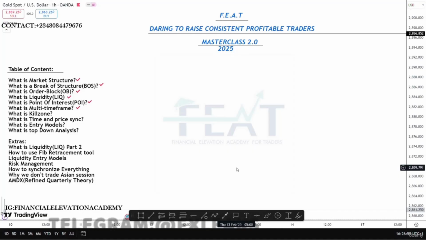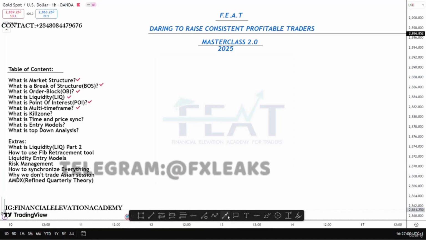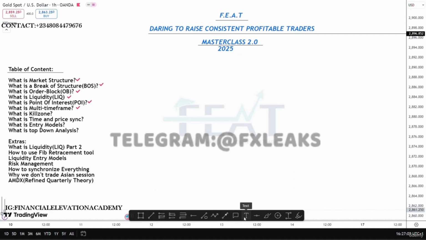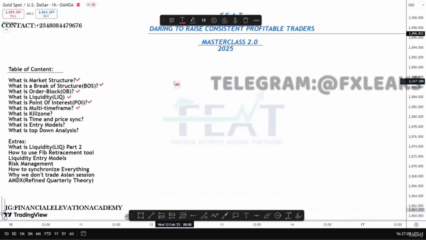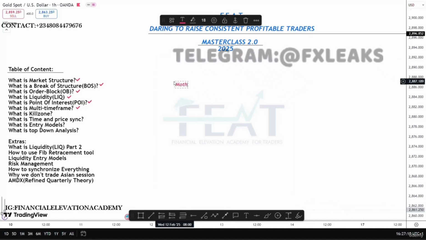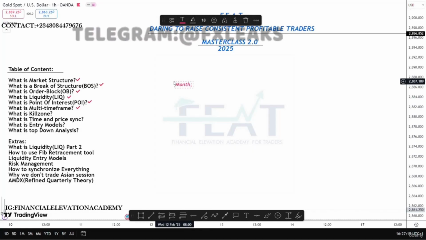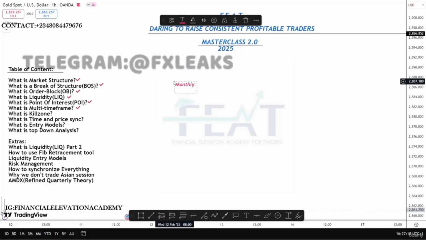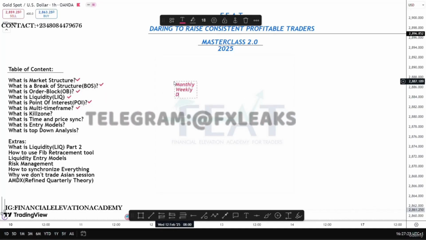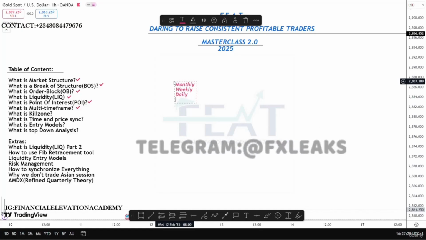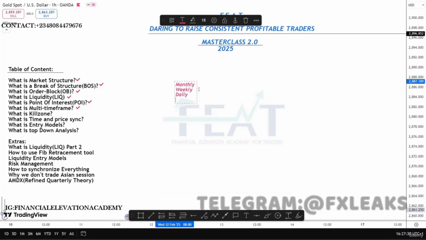Personally, we start our time frame from the monthly, the weekly, and the daily. We use these three time frames for direction.